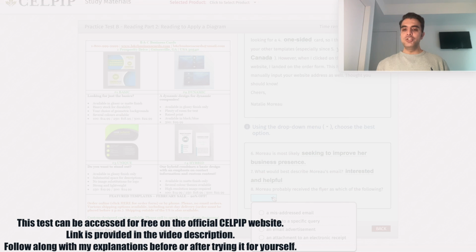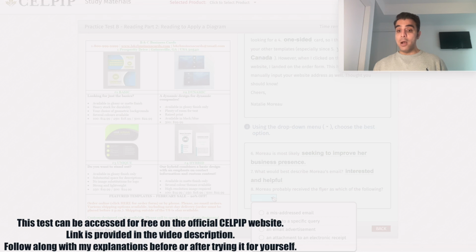A misaddressed email. I don't think it was misaddressed. It never says that it was misaddressed. A reply to a specific query. So the flyer was sent in response to a request? No. She says, I happen to be. What does happen to do something mean? It means by chance, like, I happen to be in the neighborhood. It means I was just randomly in the neighborhood. So you're shedding light on that chance element when you use the verb happen.